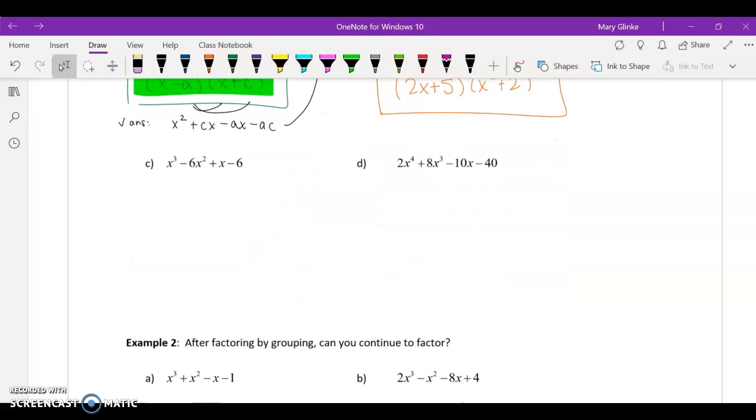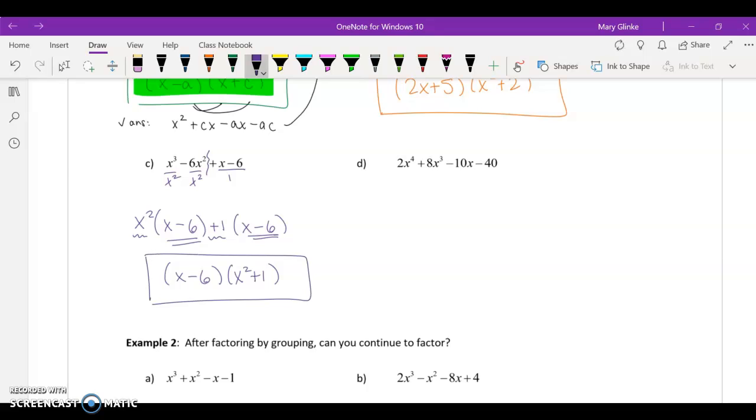So for C, there's no GCF, so we can look at this and we can split it down the middle. The first 2 have an x squared, that's your GCF. So we're left with x minus 6. The next 2 don't have anything in common, so we're going to factor out a 1. When we divide by 1, we're left with x minus 6, which is good news because x minus 6 is one of our factors then, and x squared plus 1 would be the other one. Again, you can always check these answers. If you distribute, you should end up with what you started with.